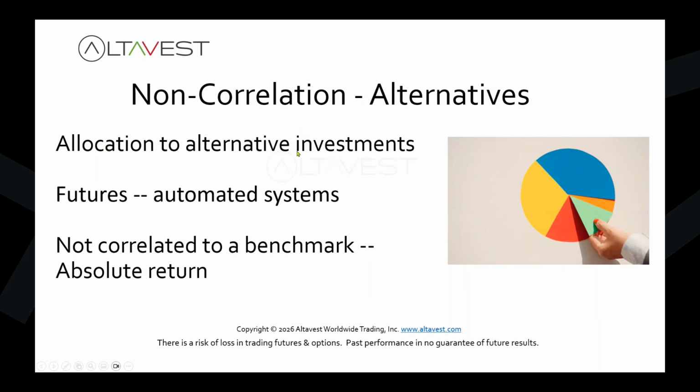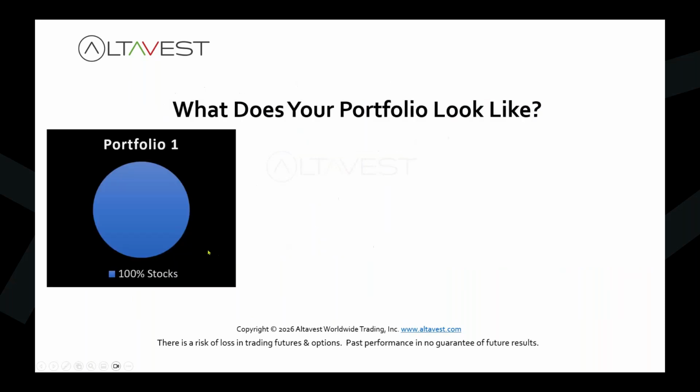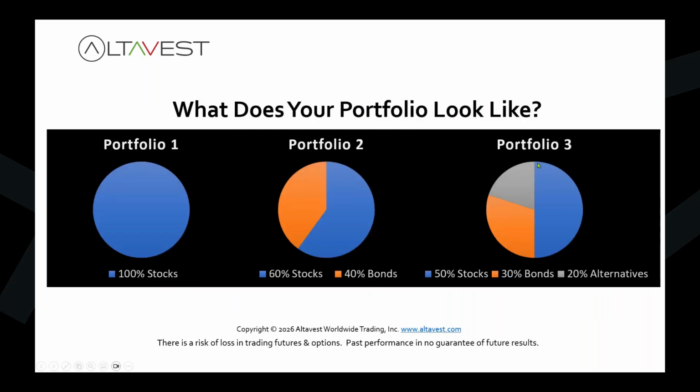So allocation to alternative investments, the automated futures approach. And again, these are non-correlated results. So it's not looking at what's happening in the bond market or the stock market in particular. So it can be zigging when everything else is zagging. You could be in soybeans or cattle or the euro or the crude oil market or gold or even a stock index, and it wouldn't matter necessarily. So that's what you call absolute return and non-correlation. So we like the idea of, if you have a portfolio of investments, you've got this gray slice of alternatives, something like AV systems could be a part of that gray slice there.